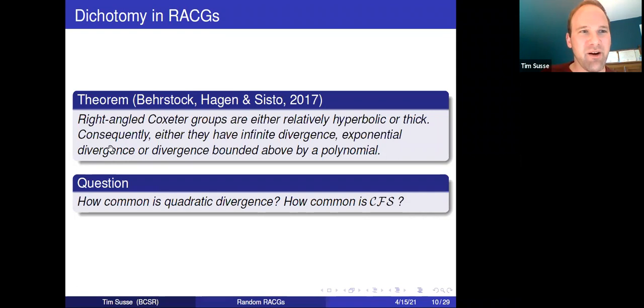So the question that all of this raises is, well, how common is quadratic divergence in right-angle Coxeter groups? Is this something where there are just a couple of graphs, or is it something that you see all the time? Or equivalently, you can ask, well, how common is CFS among graphs? So that's the question we tried to answer.